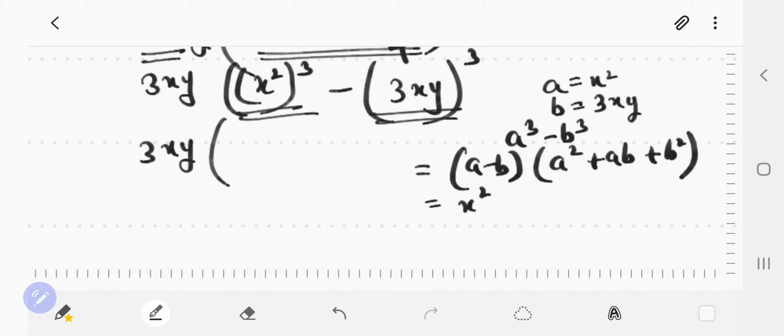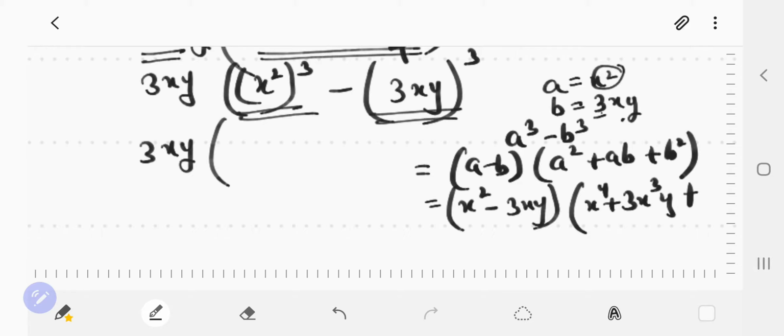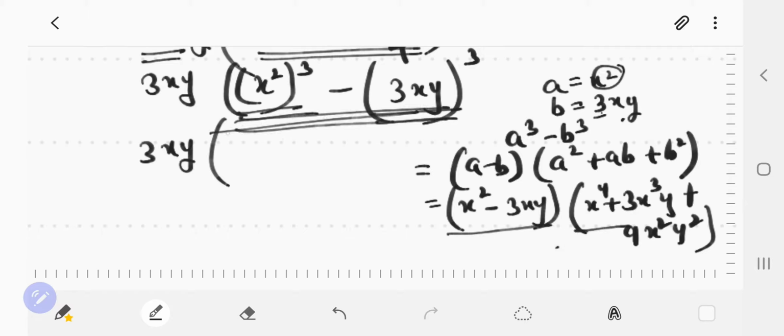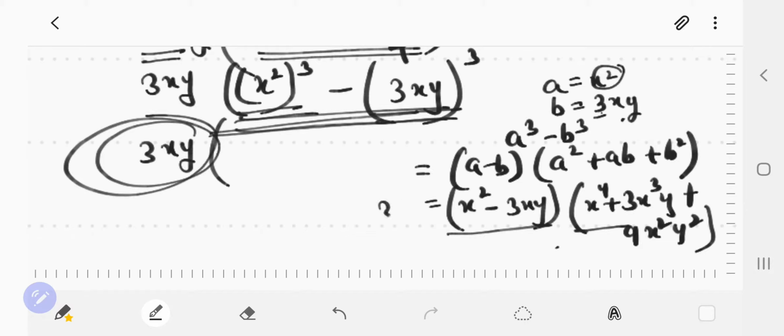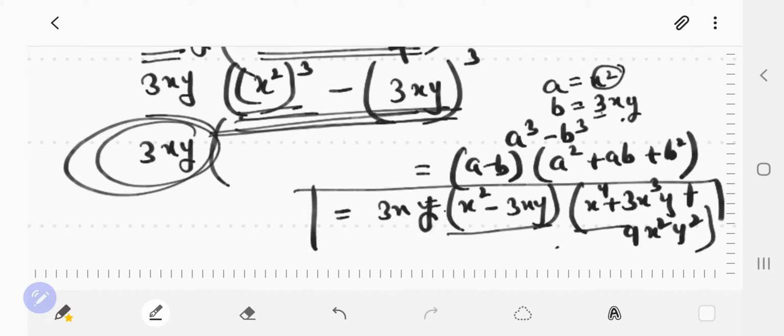So a is x square, minus b is 3xy. a square, the square of a; a itself is x square and its square will be x^4. ab means 3xy into x square, so this will be 3x cube y. Plus b square, that is 3xy whole square, that will be 9x square y square. Clear? Okay, so this you got of this, and outside you have 3xy which you will keep as 3xy here also. So your final answer will be this.